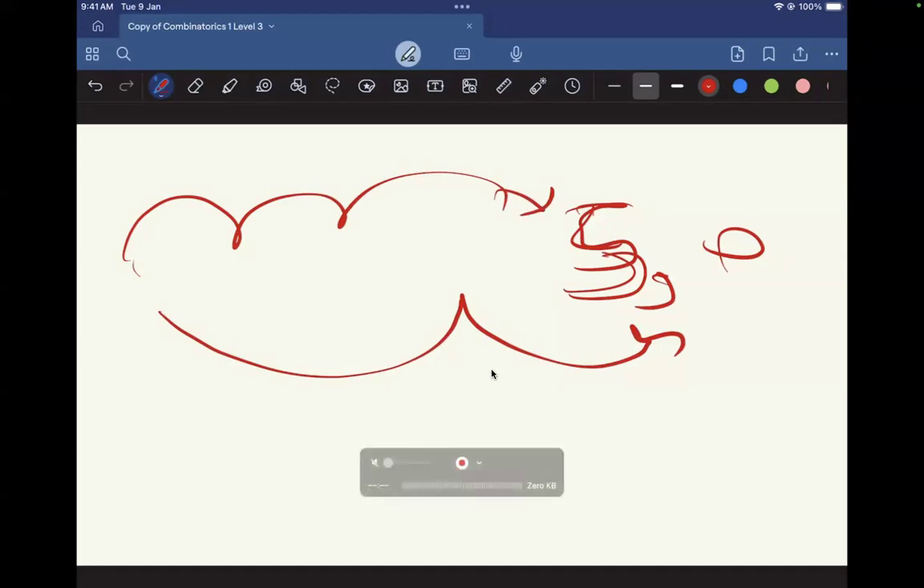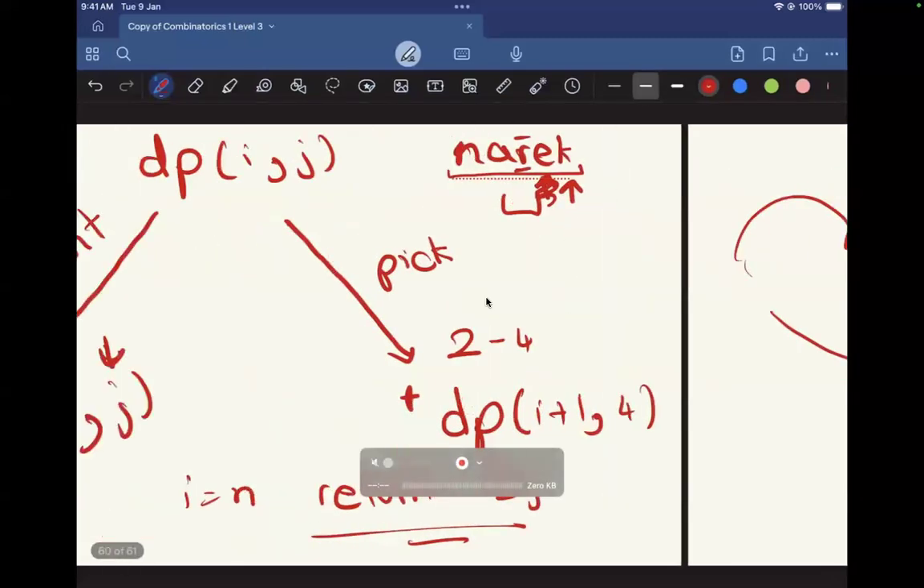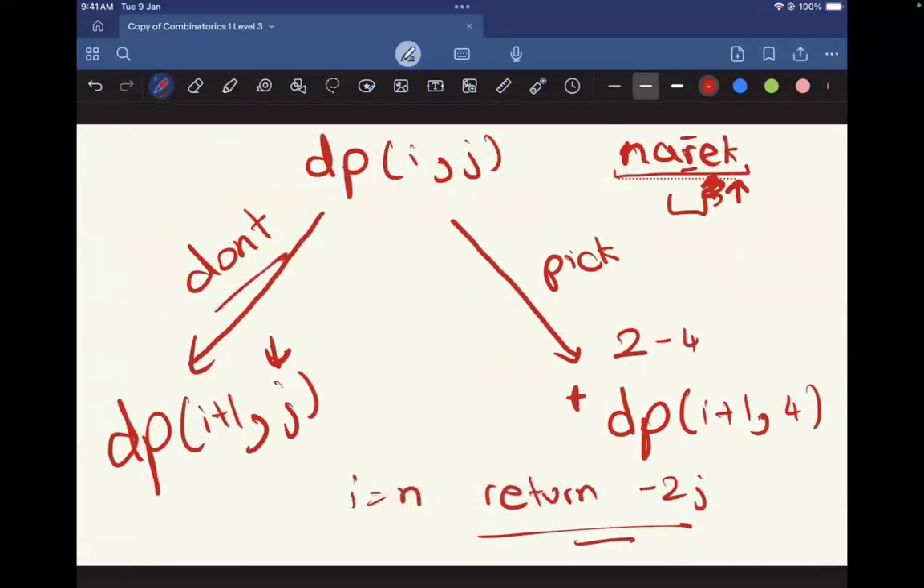So let me just share the code as well. Is this much clear, first of all, guys? For don't pick, we go to I plus 1, j. For pick, we find the answer and then we go to I plus 1, whatever the index is. Now tell me, guys, if this returned x and this returned y, what would be the value of DP I, j?